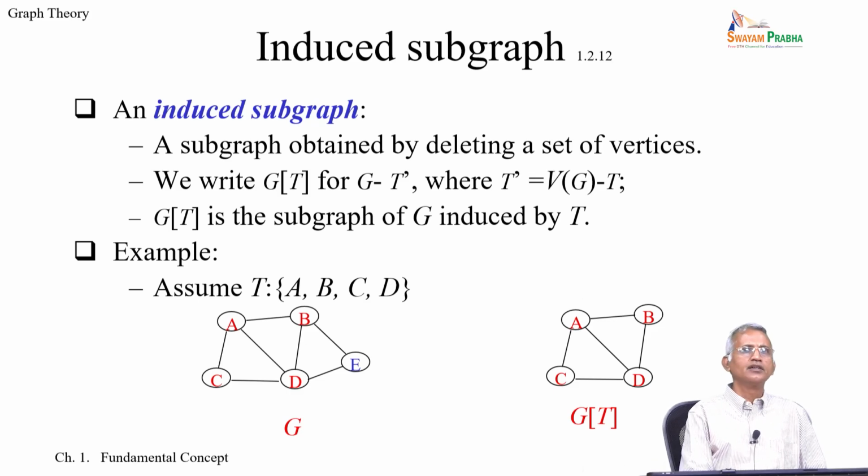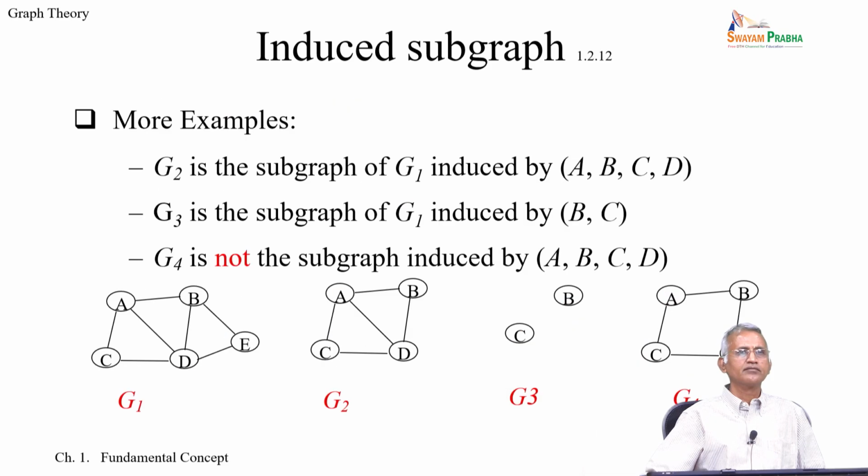Next, induced subgraph. An induced subgraph is obtained by deleting a set of vertices, with G[T] for G minus T, where T equals V(G) minus T, and G[T] is the subgraph of G induced by T. Now, here assume T equals a, b, c, d, and then this is the graph and we have the subgraph induced by these vertices.